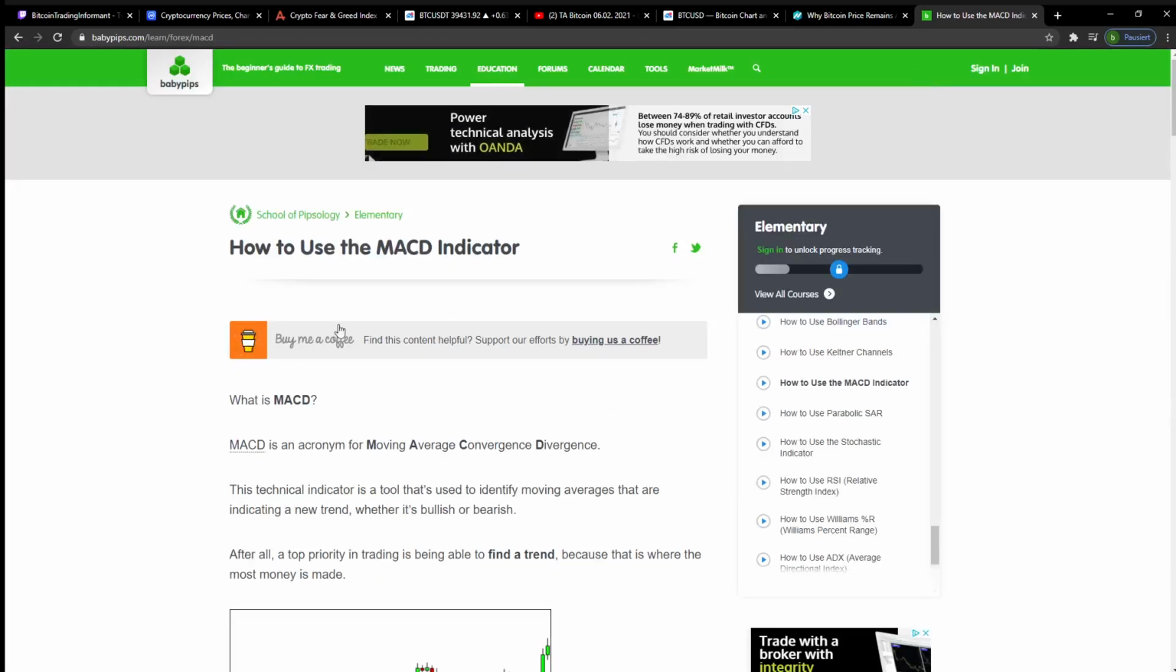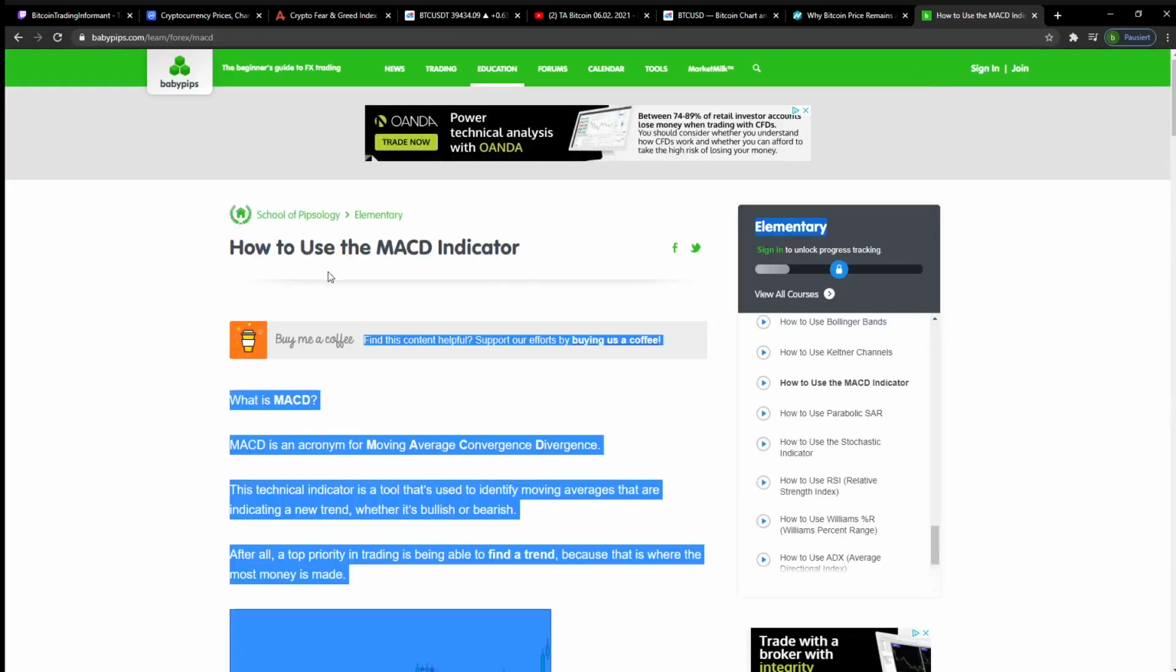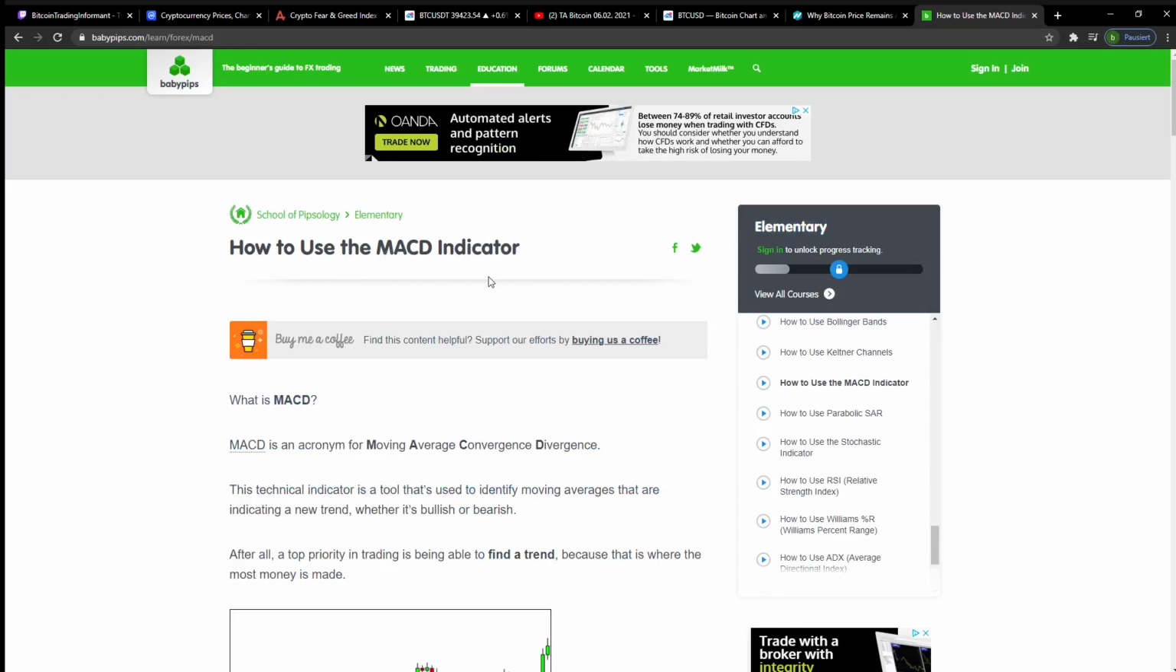If you would like to read something more about this MACD indicator, you can use this link. It's very interesting. It's named babypips.com learn forex MACD. Okay, now this is the theory. Let's go into the Bitcoin chart and let's check the MACD and let's check Bitcoin.